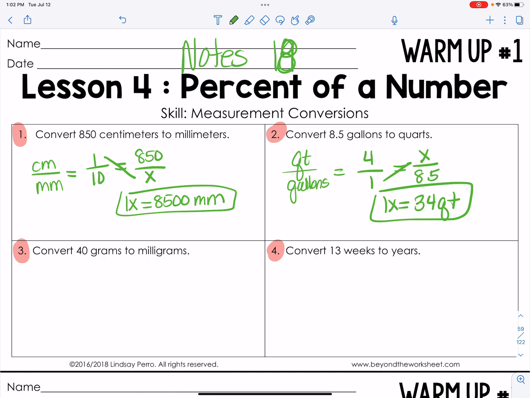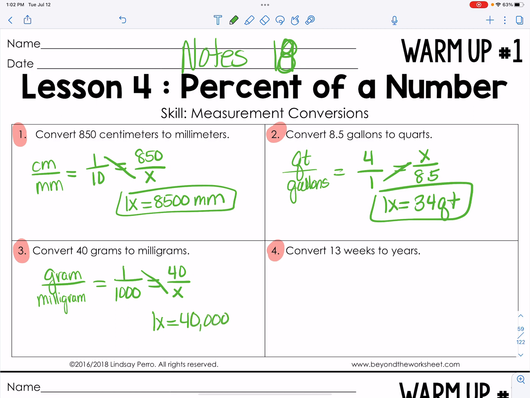Okay, the next one is grams to milligrams. Okay, I know there's 1 gram in 1,000 milligrams. So if I know there's 40 grams, how many milligrams is that? So that's 1x equals 40,000 milligrams.